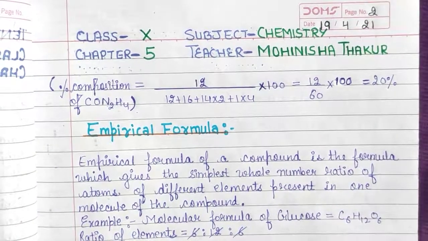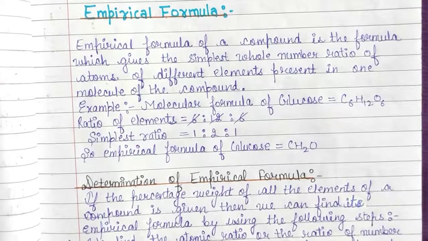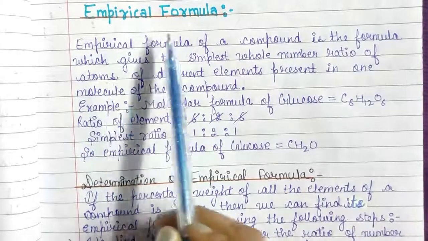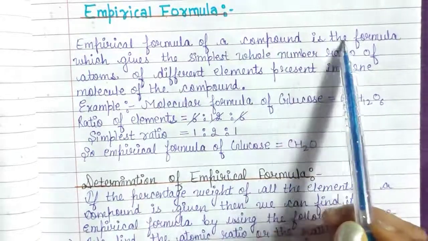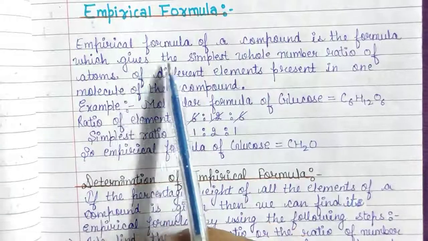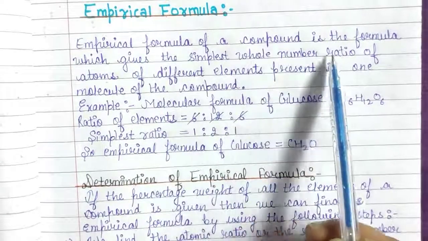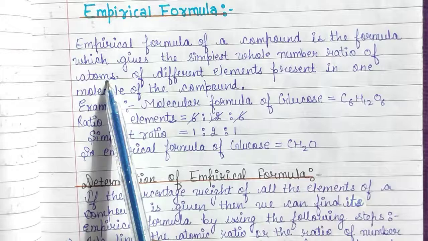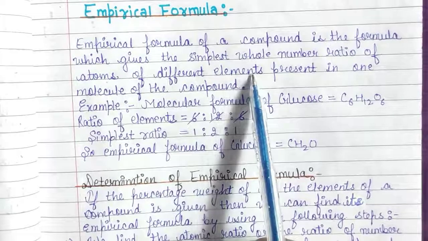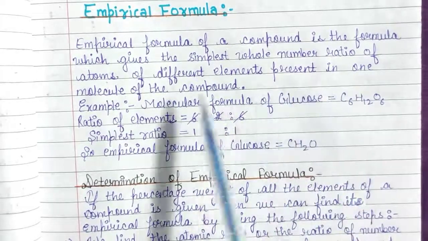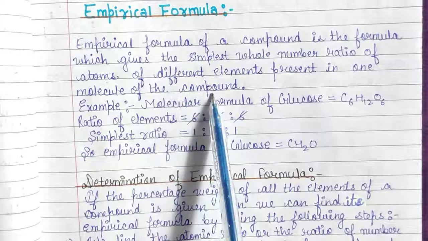Now we will do empirical formula. So students, the empirical formula of a compound is the formula which gives the simplest whole number ratio of atoms of different elements present in one molecule of the compound.